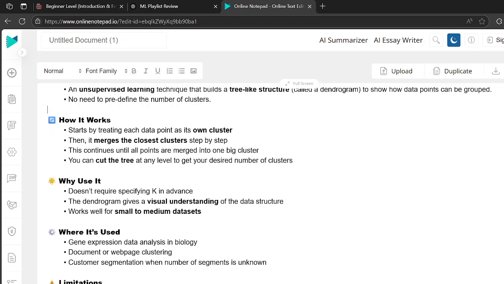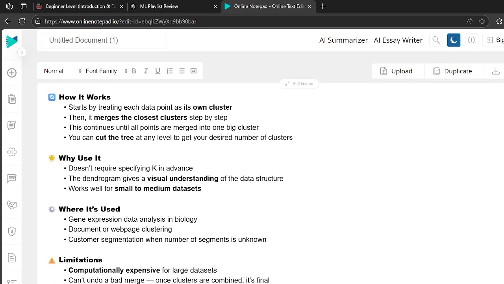Why do we use it? It doesn't require specifying k in advance. The dendrogram gives a visual understanding of the data structure. It works well for small to medium data sets, right?